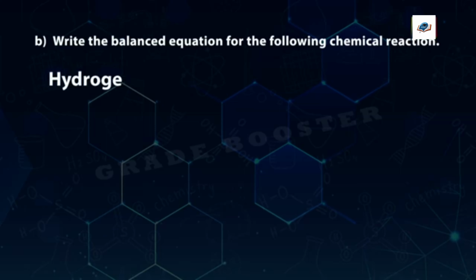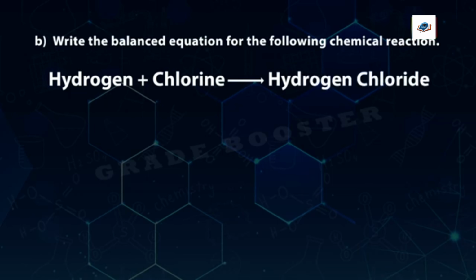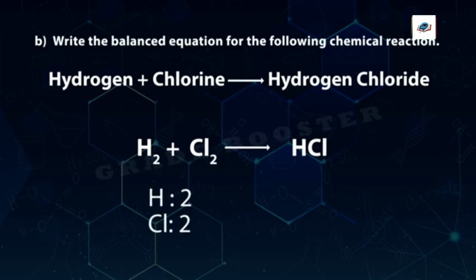Write the balanced equation for the following chemical reaction. Hydrogen plus chlorine gives rise to hydrogen chloride. First, let us write an unbalanced equation with the reactants and products. Hydrogen H2 plus chlorine Cl2 gives rise to hydrogen chloride HCl. But this equation is not balanced. On the left hand side we can see 2 hydrogen atoms and 2 chlorine atoms, whereas on the right hand side in the product only 1 hydrogen and 1 chlorine.